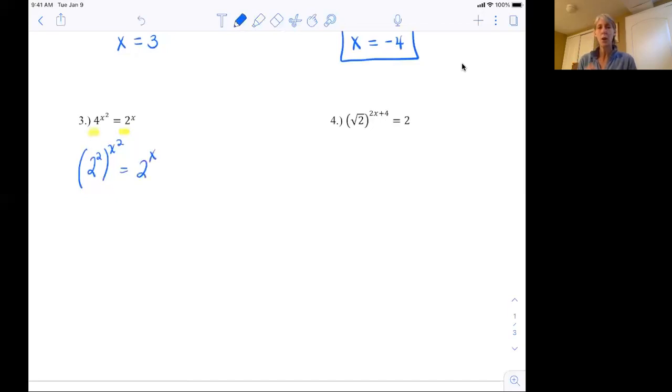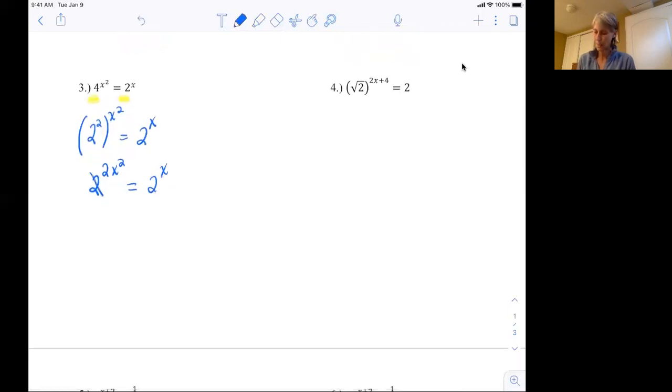And now I'm going to use my laws of exponents to rewrite this piece. When I raise a power to a power, I multiply. So 2 to the 2x squared equals 2 to the x. Once I get to this step, I can cancel my bases and set my powers equal to each other. And I have to solve this equation.